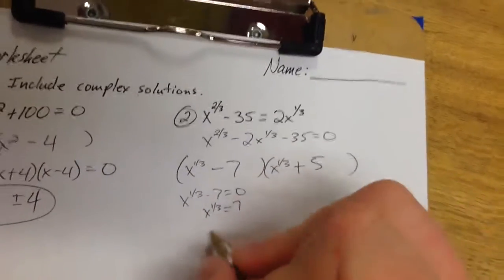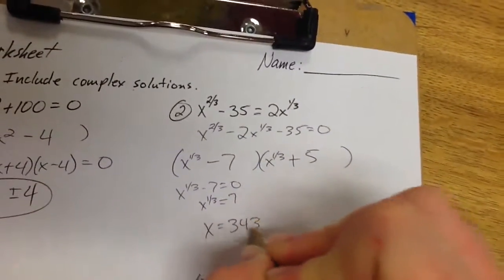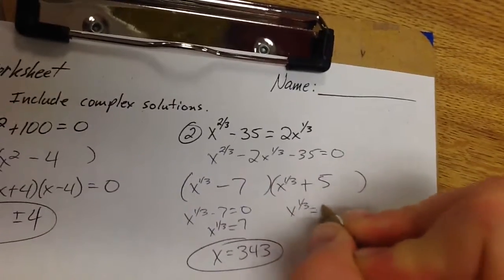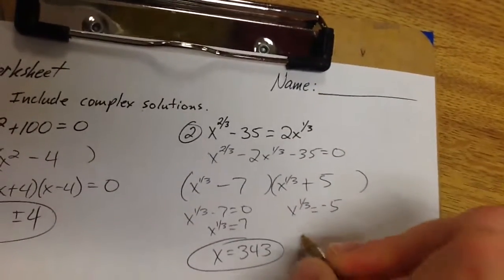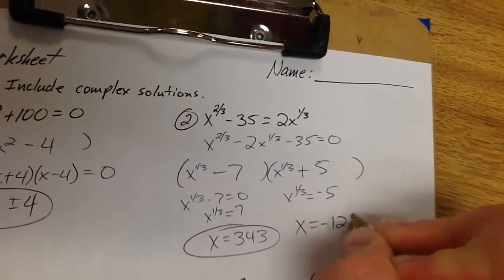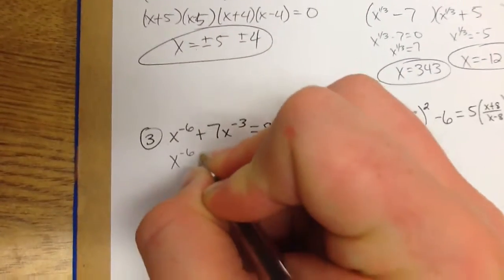And raise it to the 3rd power. 7 to the 3rd is 343. And that one you subtract 5, so you get negative 5 to the 3rd power, which is what? Negative 125. Down here, subtract 8, and so hey, we get the same thing.